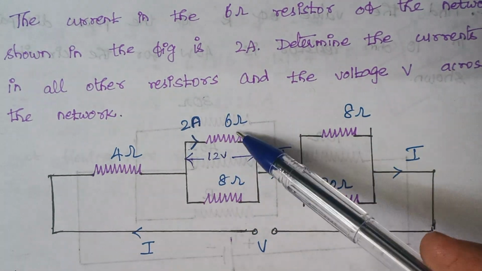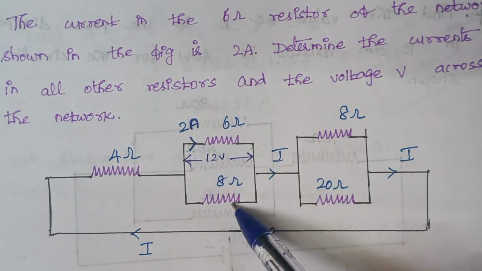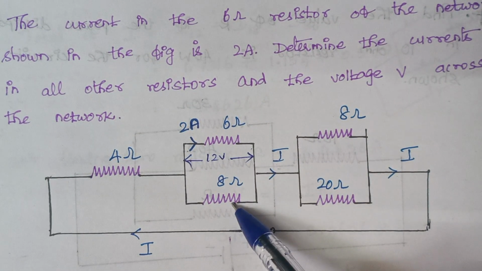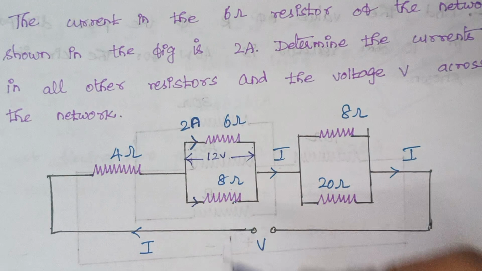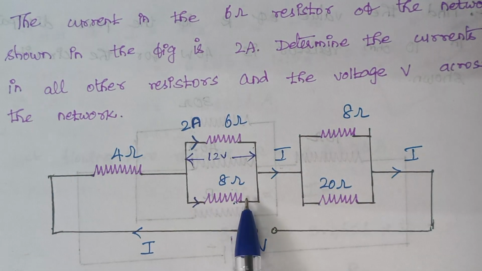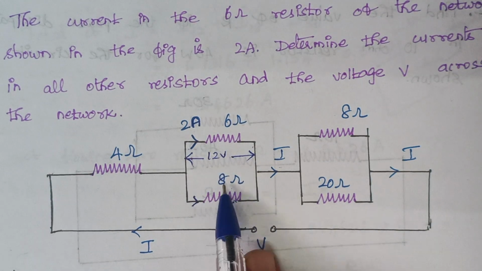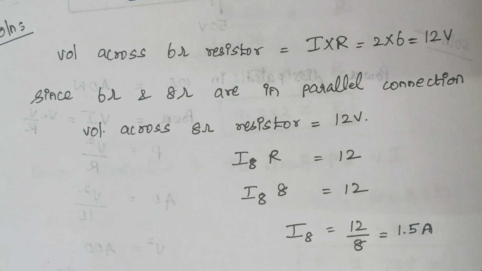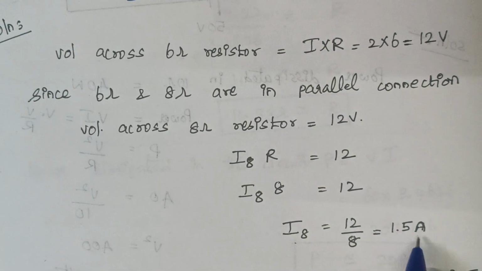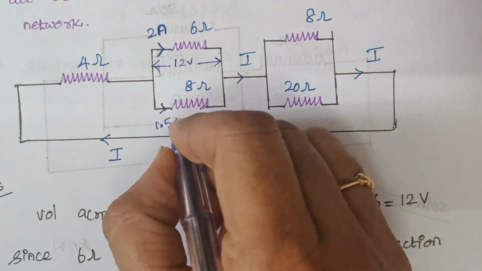Again these 2 resistors are in parallel, right? Therefore this 12 volt will be impressed across this 8 ohm resistor, right? We know the value of voltage, we know the value of resistance, therefore we can easily calculate the value of current that flows through this 8 ohm resistor. So the value of current is calculated by again V by R. So here the V is 12 volt and the resistance is 8 ohms, right? So this is what I had written here. So the current flowing through this 8 ohm resistor is 1.5 amps, right? So here it is 1.5 amps.